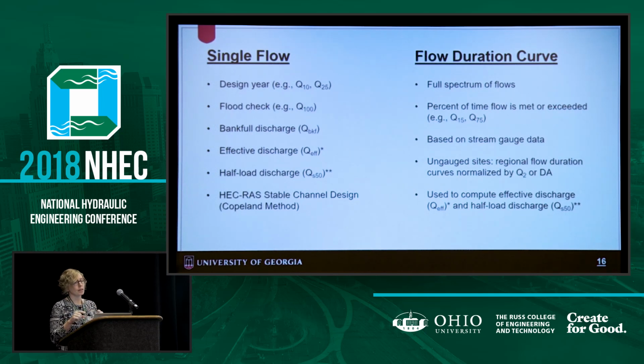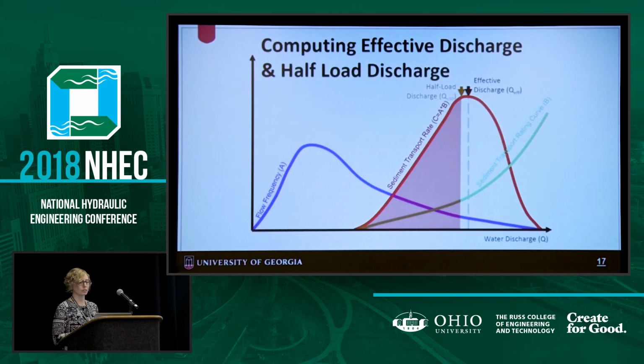The flow duration curve is actually used to compute the effective discharge and the half-load discharge. So let's look at that for a minute. On this graph, on the bottom axis, we have water discharge Q. The blue line is your flow frequency. You can see there's a few small flows, quite a lot of medium-low flows, and then it tapers off as you get to the really, really big flows. The green line is your sediment transport rating curve. In general, as the water discharge increases, your ability to transport sediment increases, both in magnitude and quantity. You might notice this green curve doesn't start all the way at 0.